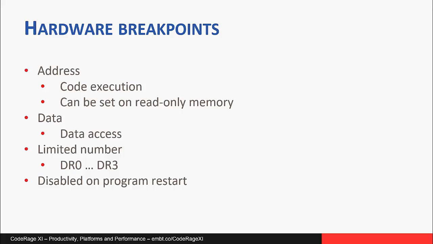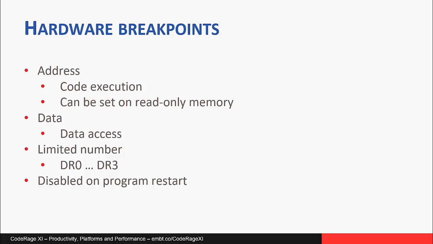Data breakpoints are even more interesting. They are triggered when a value in memory is modified. This is incredibly useful when you want to find out why some variable is changing its value when it shouldn't have. Two downsides of hardware breakpoints are that you can only set 4 of them, and that they are automatically disabled on program restart, so you have to reset them.